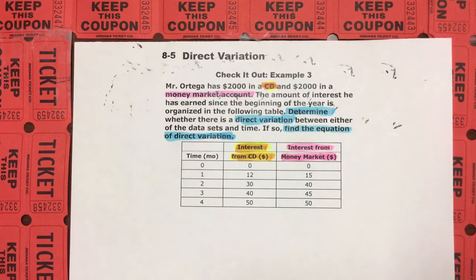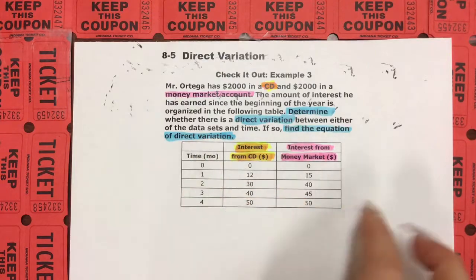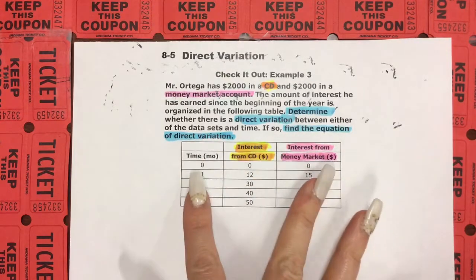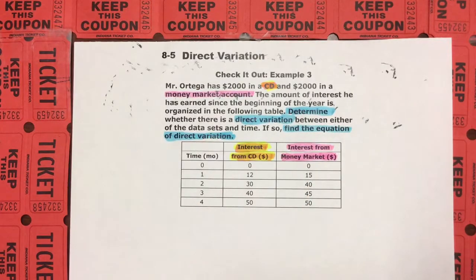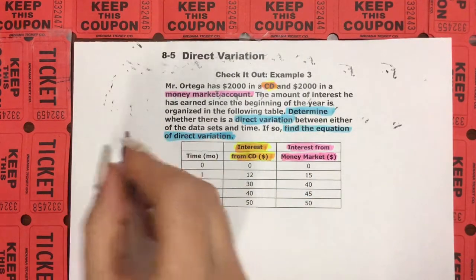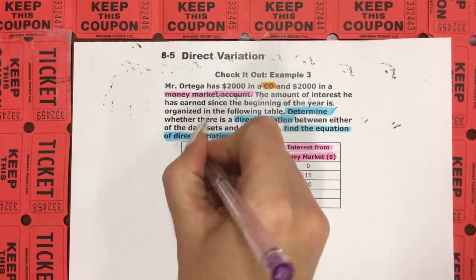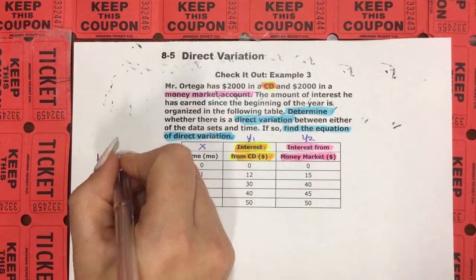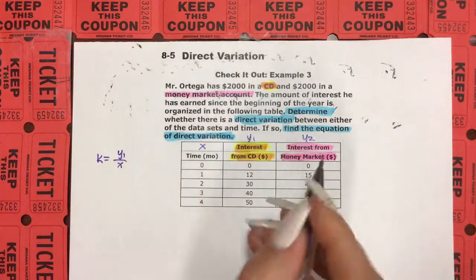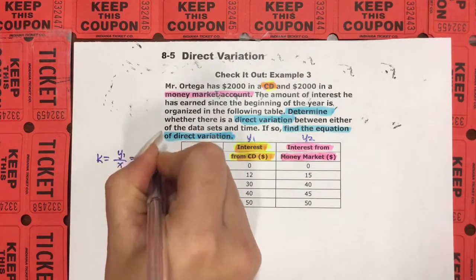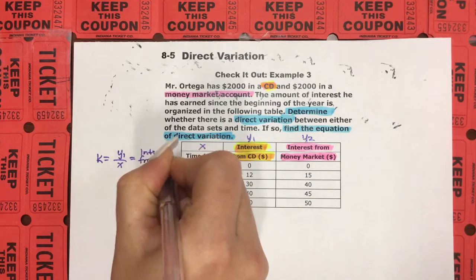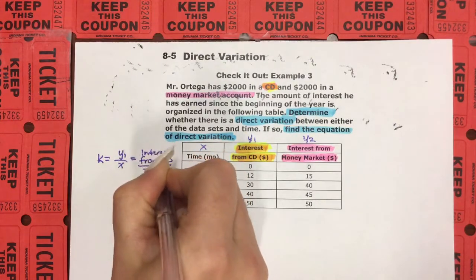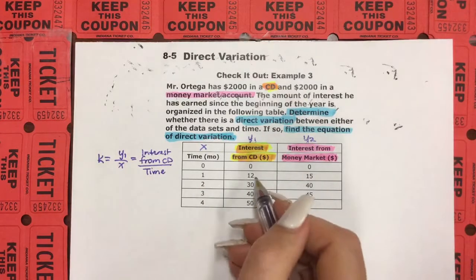All right. Okay, so here we go. Interest from the CD is here versus time. Interest from the money market is here versus time. So we have two different tables again. We need to analyze the data and see if there is a relationship here. So let's look at the first one. We're going to find k. This is our x, and this is our y1, and this is going to be our y2. So we're going to find our k, which is going to be our y1 over our x. The y1 represents the interest from the CD over time.